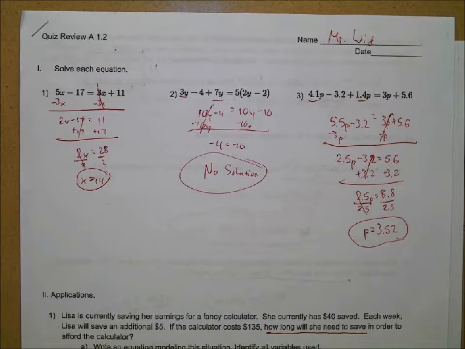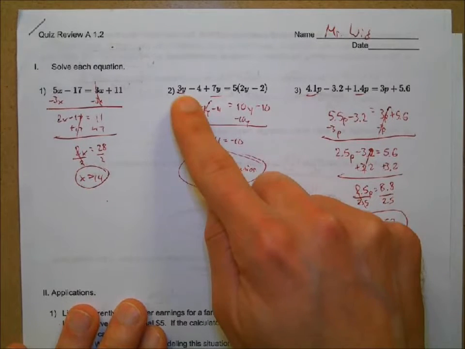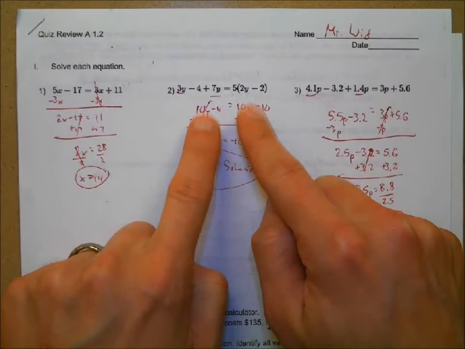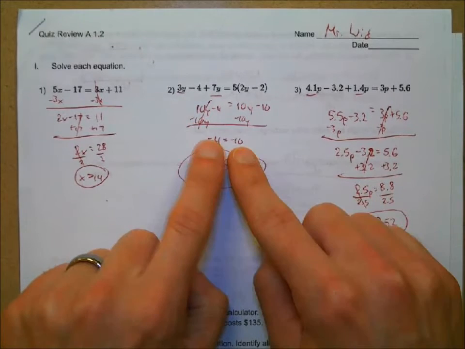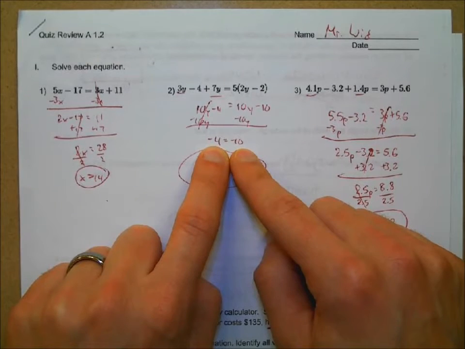Number 2, right? No solution is a possibility. In this case, when we combined like terms and we distributed that 5, we had 10y on both sides here. And when you subtract 10y from both sides, you end up with this statement. Is negative 4 ever equal to negative 10? No. And so that means there's no solution here.